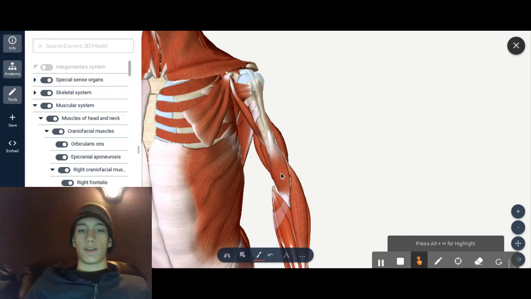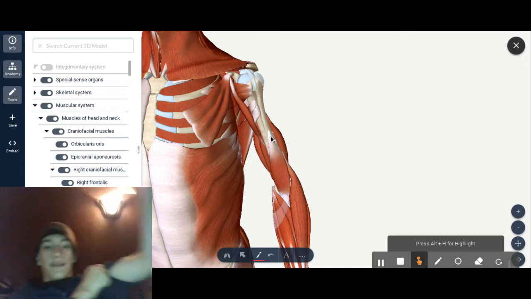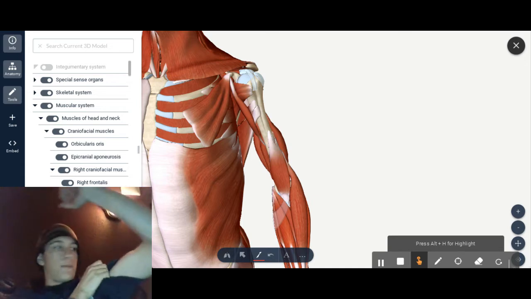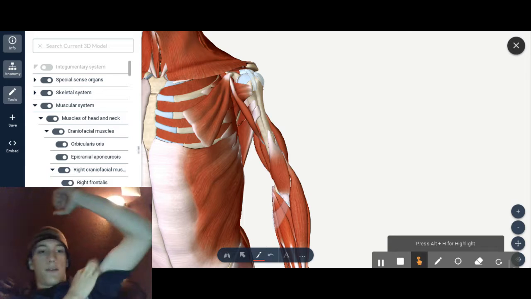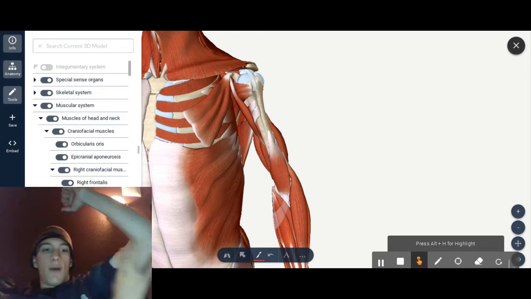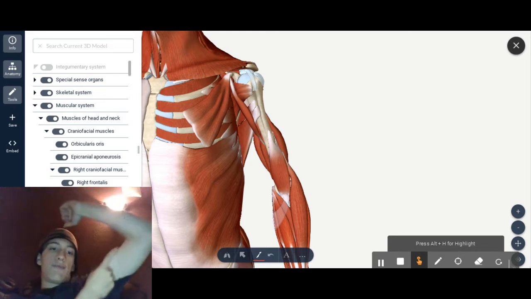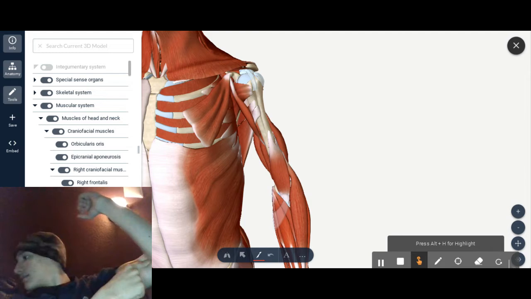I'm pretty sure it's the smallest major arm muscle, but it's still major because it's the one that makes it so instead of your muscle being all one, there's this big lump right here. This is your biceps brachii, and the muscle right here is your brachialis.